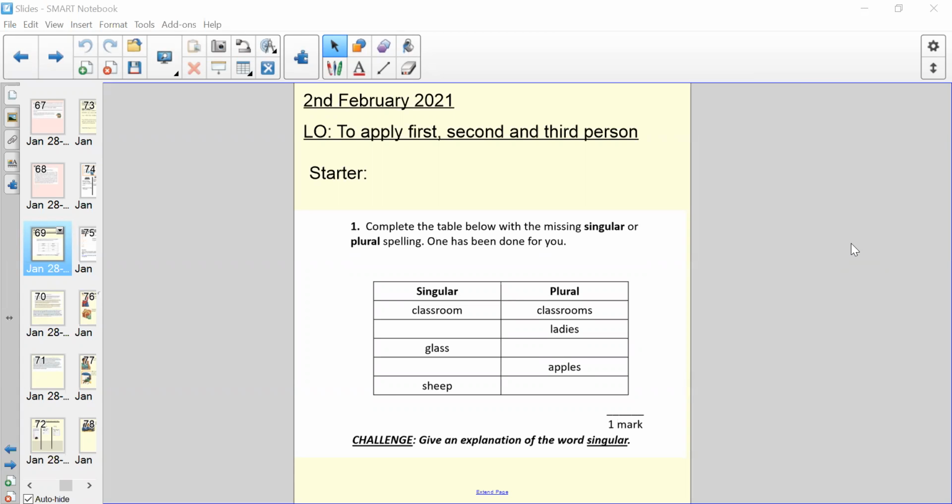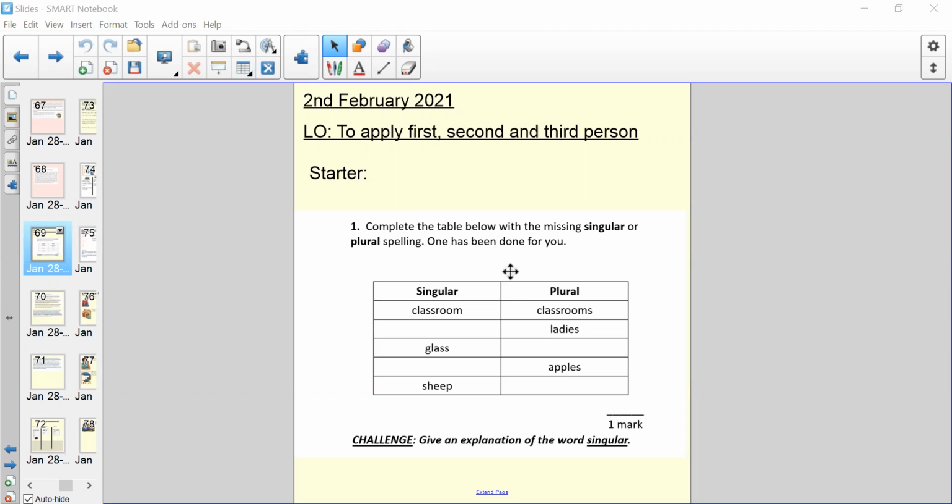So today you are going to apply the knowledge you learnt yesterday of first, second and third person to the context of a balanced argument. As your starter, what I would like you to do is complete the table below with the missing singular or plural spelling. One has been done for you. Remember, singular means one and plural is more than one.